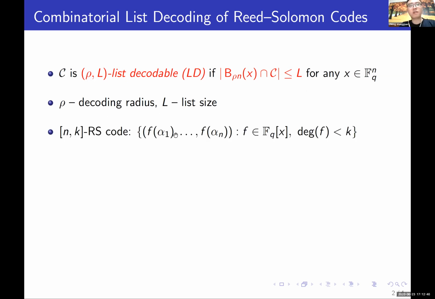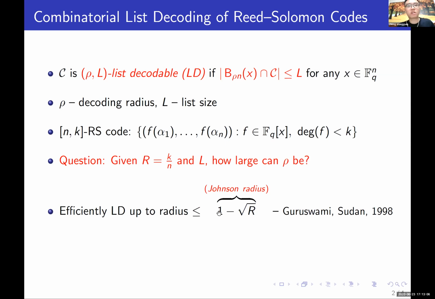It is well known that a codeword of an [n, k] RS code is given by the length-n vector (f(α1), ..., f(αn)), where the αi's are n distinct elements of the field and f is a polynomial with degree less than k. So we are interested in the following basic problem. Given the code rate R equals k over n and the list size L, how large can rho be?